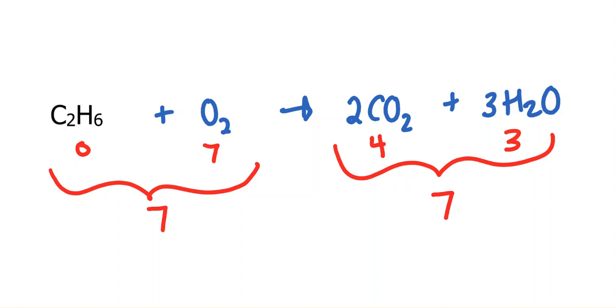And here's my problem. I cannot get 7 out of that because of the 2. For this, I can only get even numbers of oxygen atoms, and this is an odd number. So what I'm going to do is double everything that I have. I call this the even-odd problem.